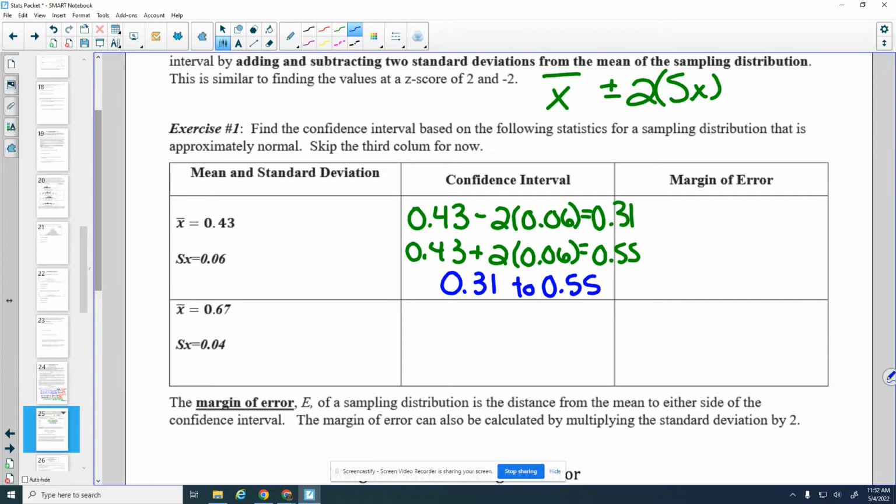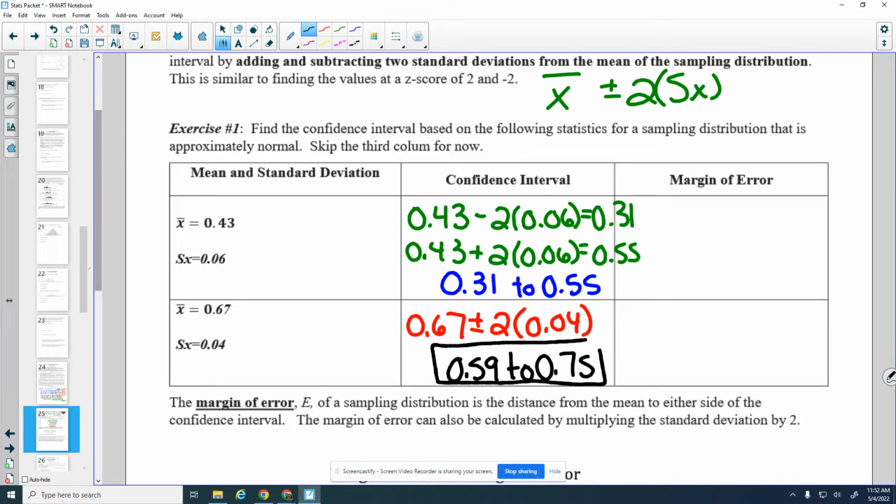Same deal with the next one. I'm just going to write it as a single statement. So my mean plus or minus 2 standard deviations, so 2 times 0.04. I would just type the subtraction in my calculator, and that would give me 0.59. And if I did the addition, I would get 0.75. So these are the confidence intervals for the data from those two.